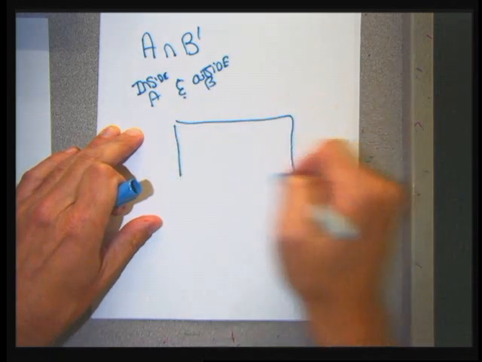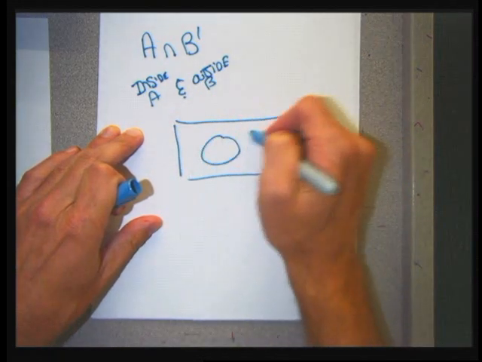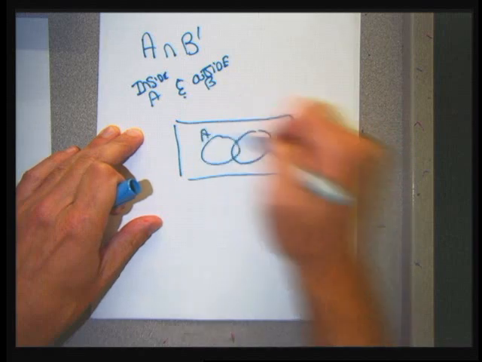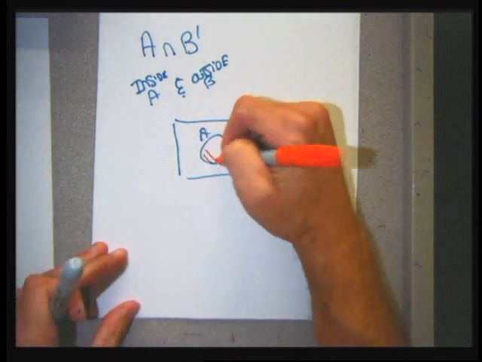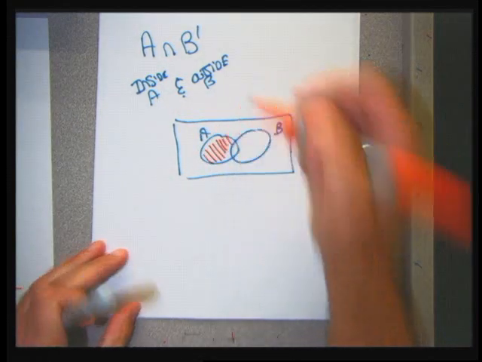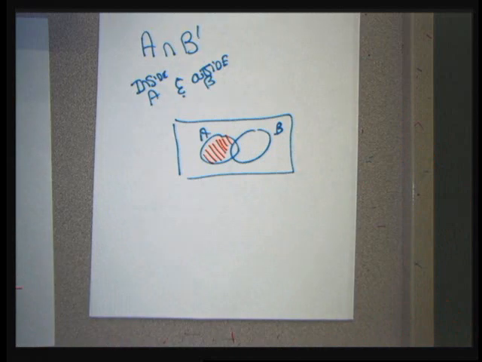Prime means outside, so I need to find the region of the graph that's simultaneously inside the A circle and outside the B circle, and it's the same again. A lot of these things come over and over again. This is the region that I'm searching for here. A intersection B prime is the region that's inside the A circle, outside the B circle.